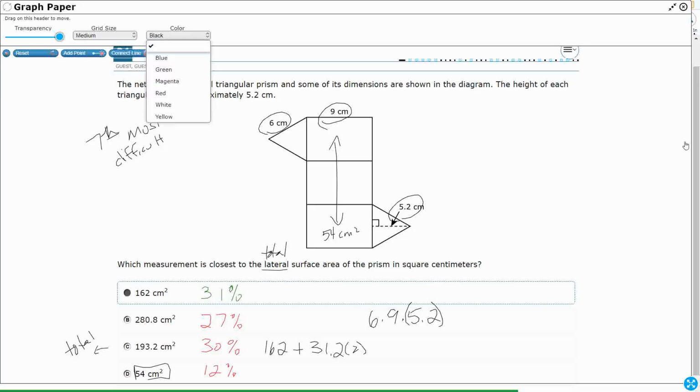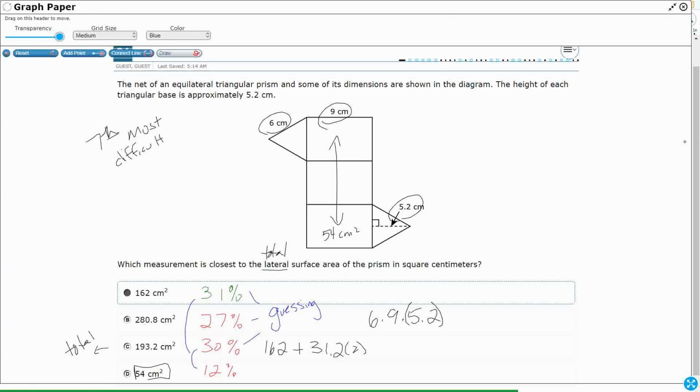But even more than that, take a look at the distribution of the answer selections. 31, 27, 30. Honestly, if we took a little bit of these and put them down here, we would get something that's really indicative of just guessing. So there was something about this particular problem that really threw the students off. So this is definitely one we need to practice.